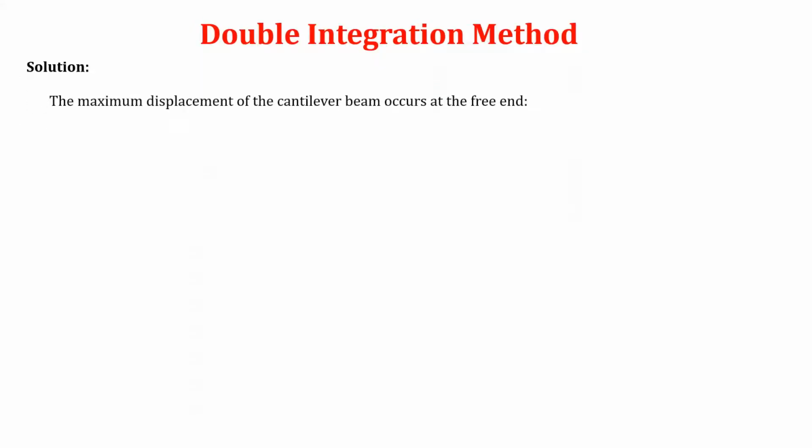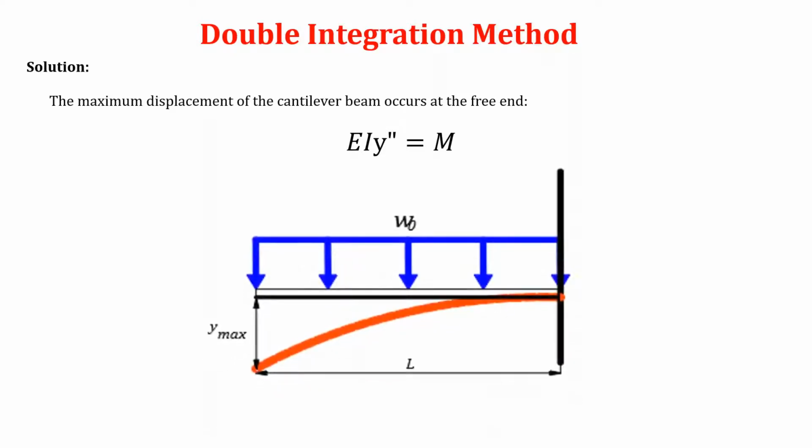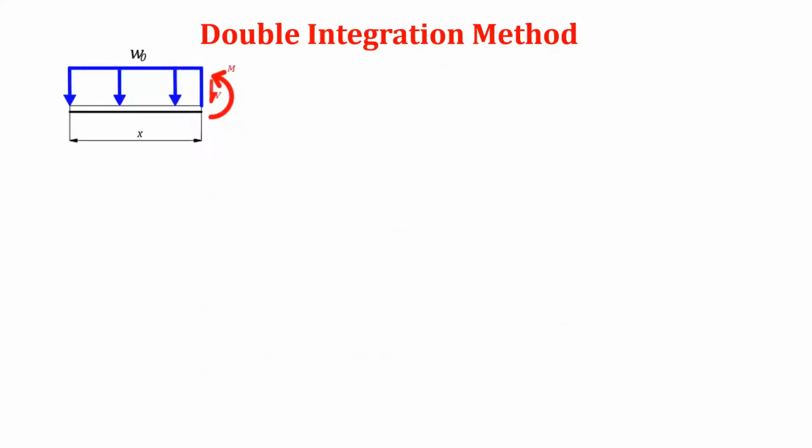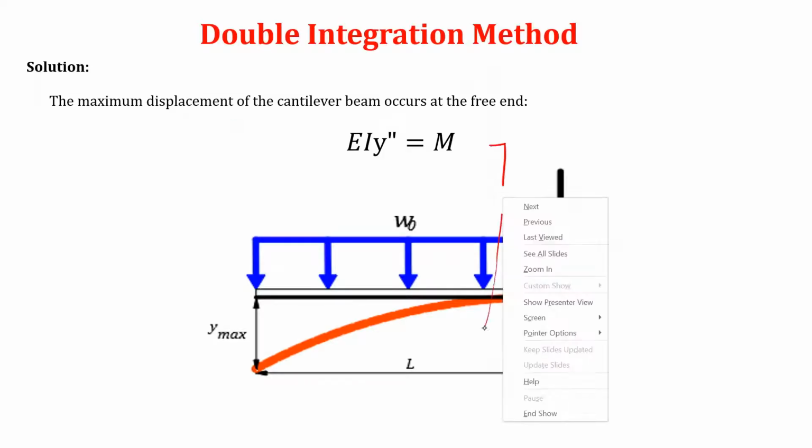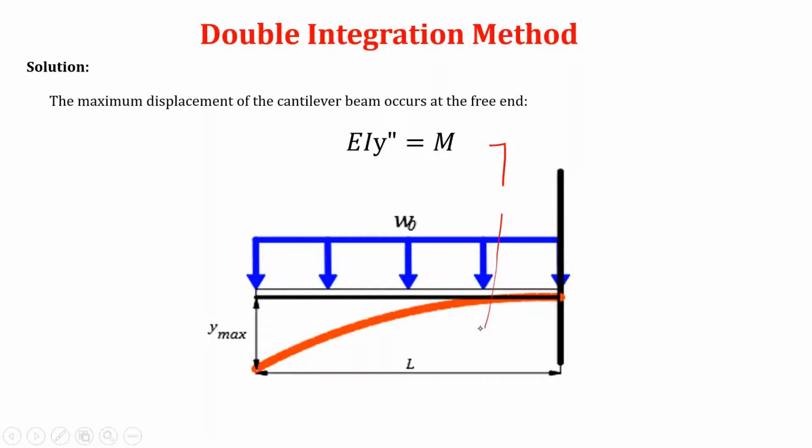Okay, we know earlier in the derivation that EI y double prime is M, the moment equation. So this is our figure. We have to get the moment equation for this beam. How do we get the moment equation? We have to cut the beam. So we have to cut it here.